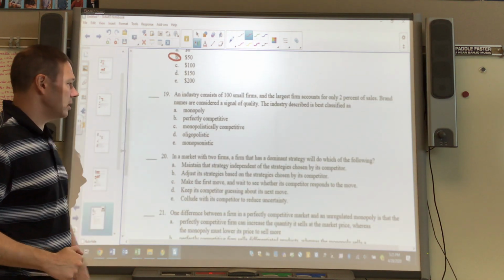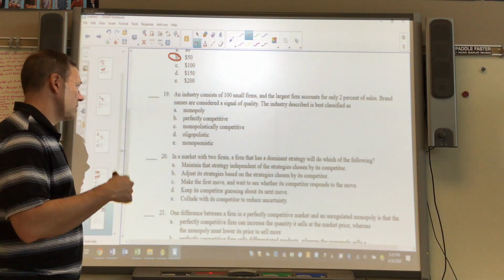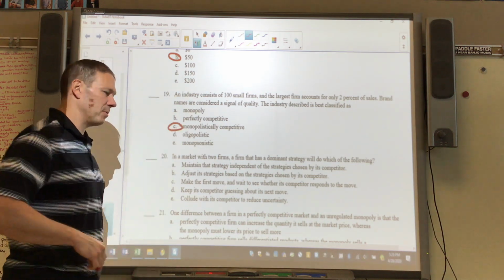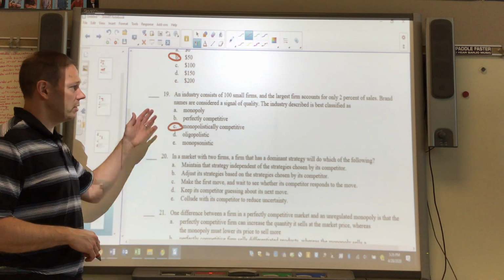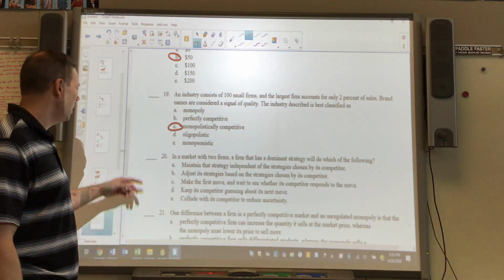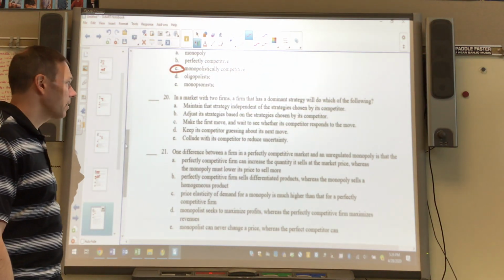Number 19, an industry consists of 100 small firms. The largest firm accounts for only 2% of sales. Brand names are important. We are clearly talking about a monopolistically competitive market. Okay, gotta be. Again, the difference between this and perfect competition is brand names. No such thing as brand names when the items are identical as they would be in perfect competition.